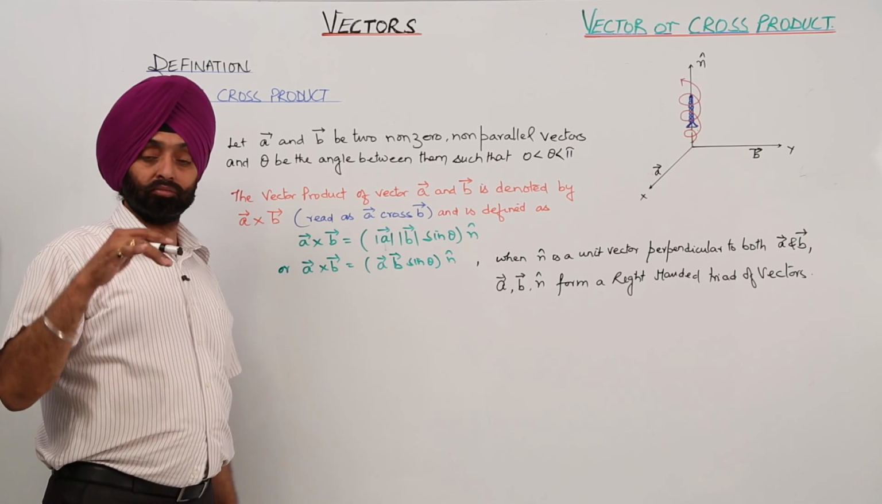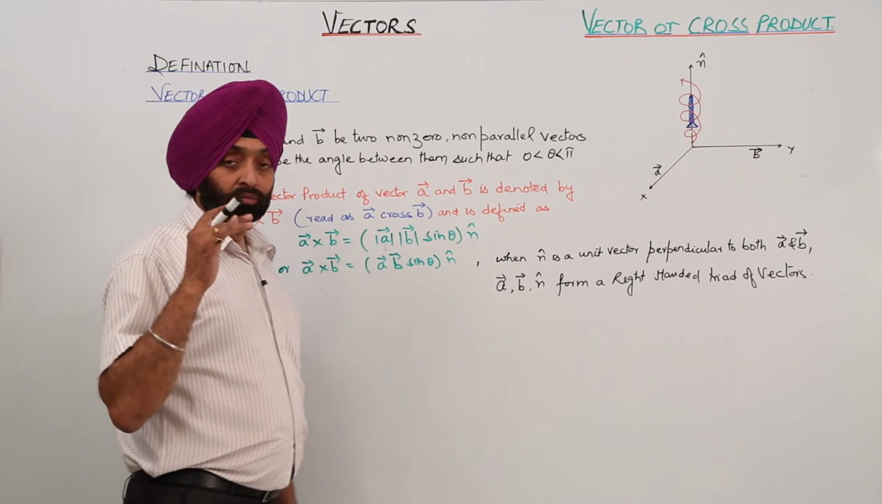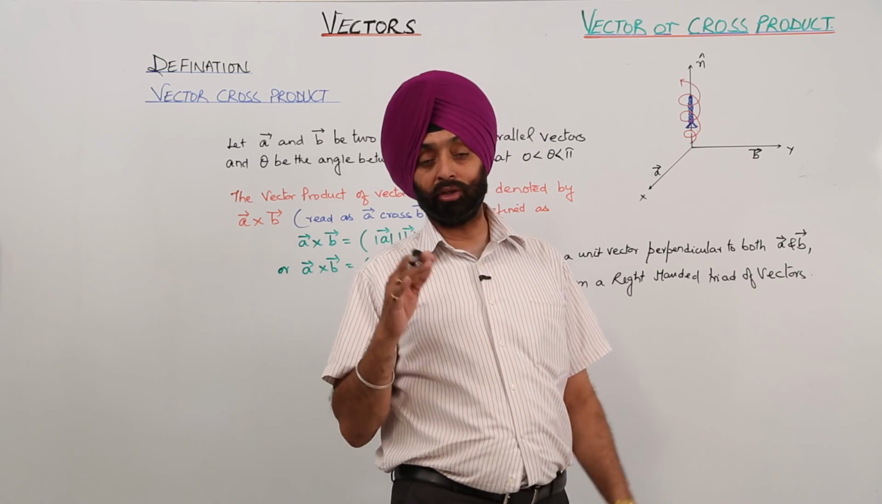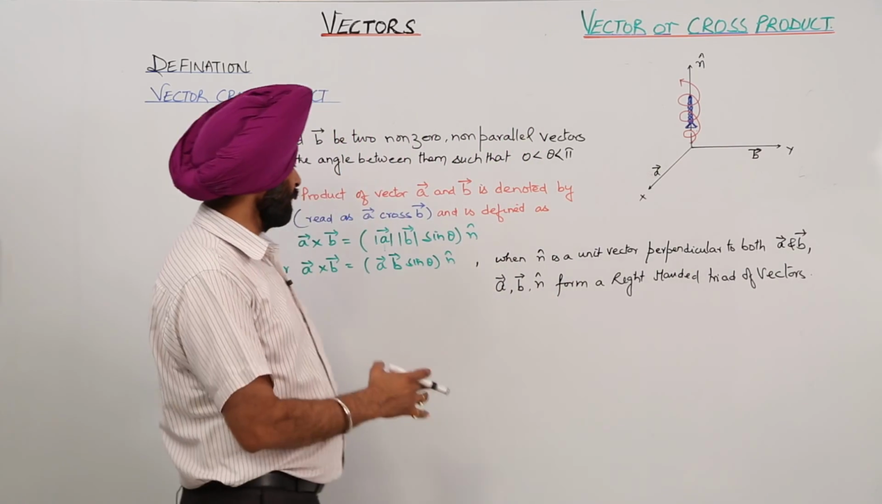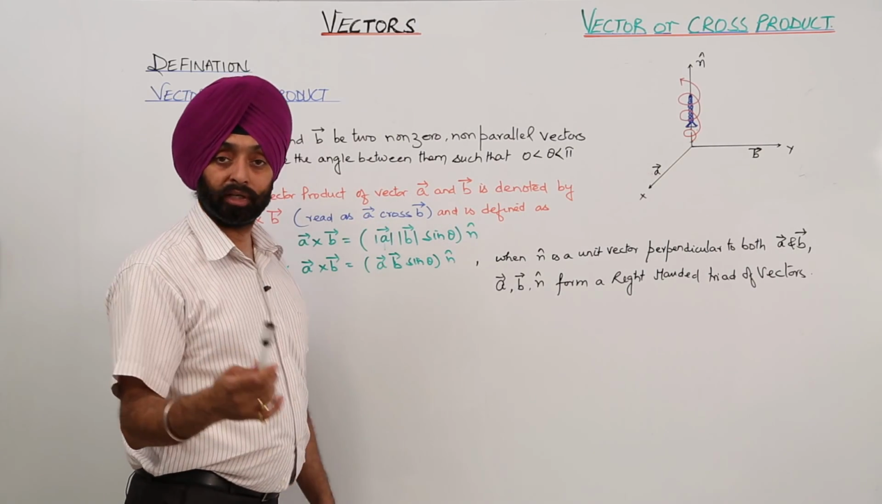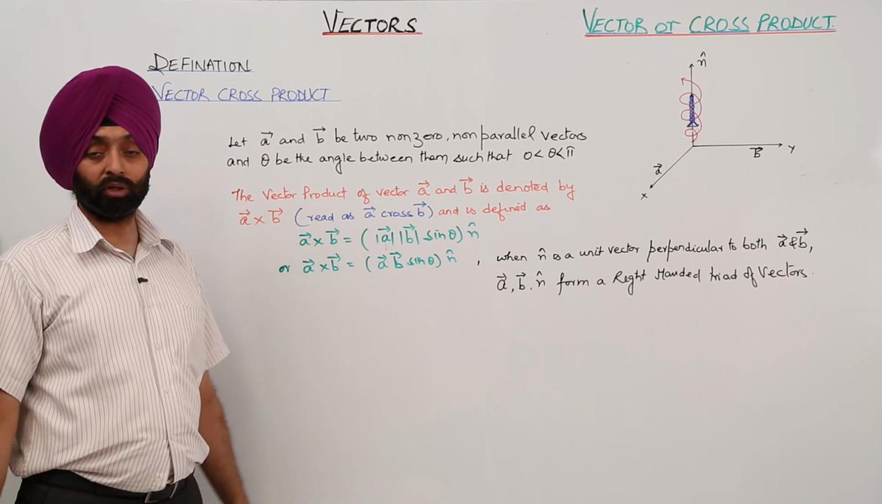Now in the scalar dot product, vector A dot vector B was equal to magnitude of A, magnitude of B, cos theta. Here it is magnitude of A, magnitude of B, sin theta with unit vector n. Okay, so this is the definition.